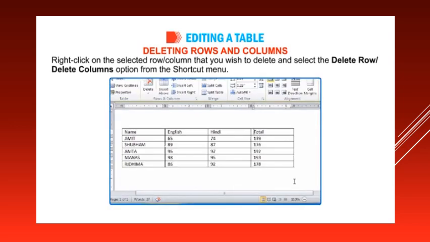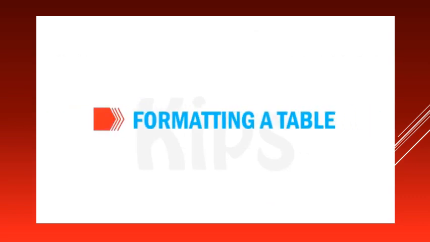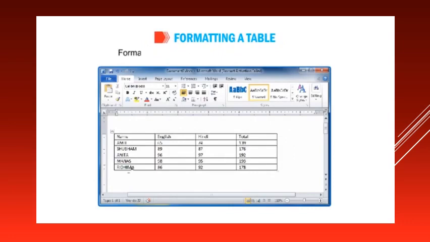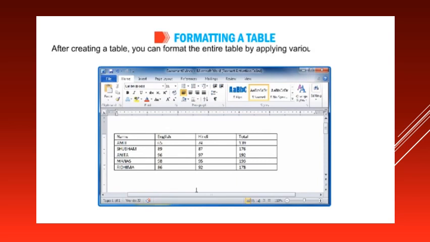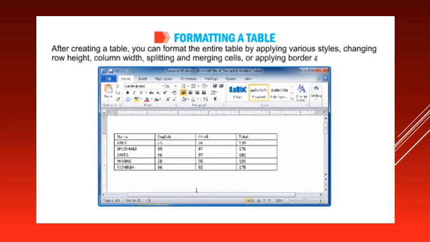Let us now find out how to format a table. Formatting controls the overall appearance of a table. After creating a table, you can format the entire table by applying various styles, changing row height, column width, splitting and merging cells, or applying border and shading.